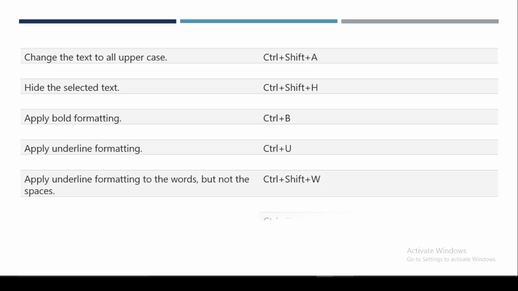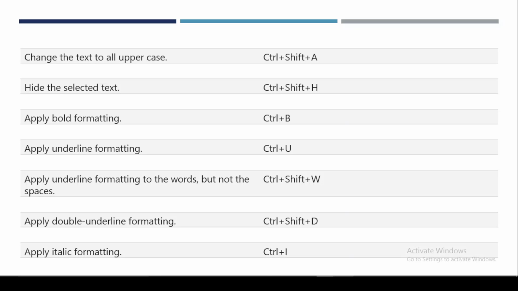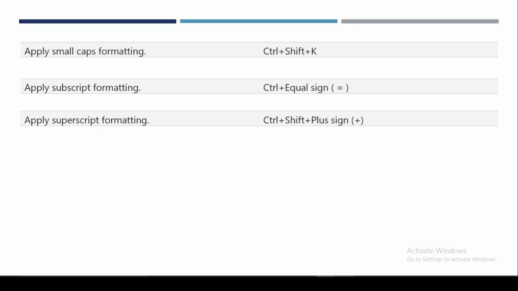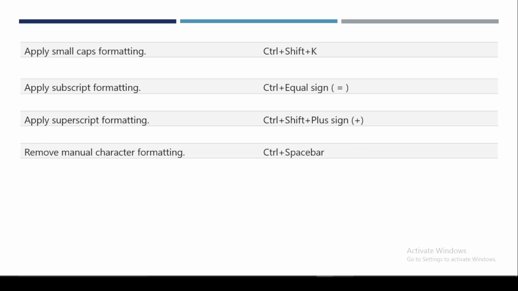Control plus Shift plus W, apply double underline formatting. Control plus Shift plus D, apply italic formatting. Control plus I, apply small caps formatting. Control plus Shift plus K, apply subscript formatting. Control plus equal sign, apply superscript formatting. Control plus Shift plus plus sign, remove manual character formatting.